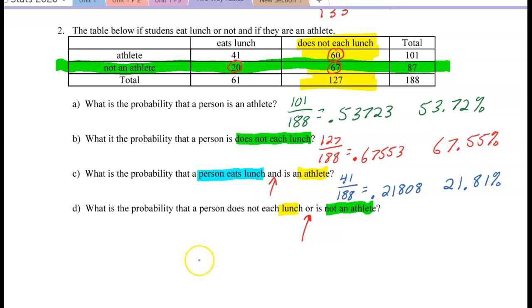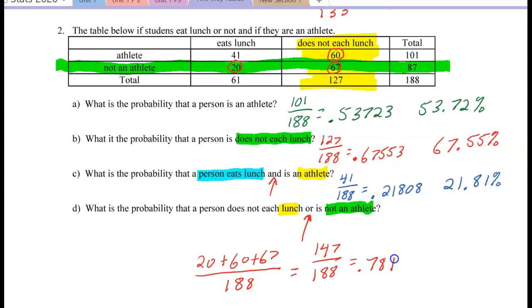So I would add 20 plus 60 plus 67, and I would divide by the total, 188. When I do that on my calculator, I get 147 over 188. That's 0.78191. So that's 78.19%.